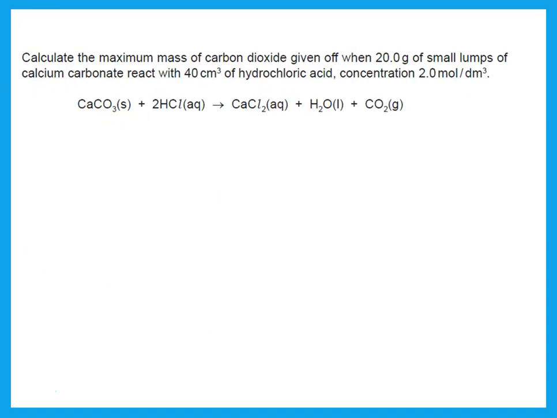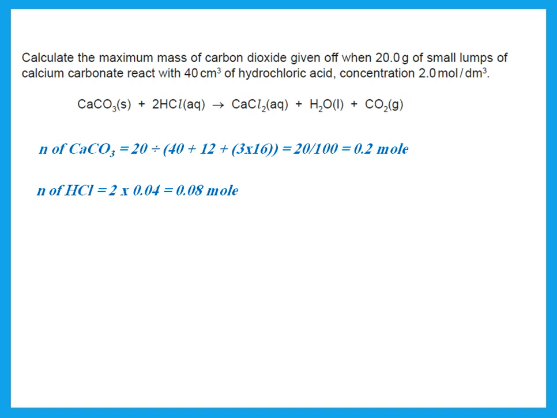Okay. Again, calculate the mass of carbon dioxide given off when 20 grams of calcium carbonate react with 40 centimeter cubed of hydrochloric acid of concentration this. So he's giving me information about the calcium carbonate and the information about the hydrochloric acid, and he wants mass of carbon dioxide. So I need first to decide which one is excess. So number of moles of calcium carbonate is the mass over the molecular mass. What about the HCl? What does he tell me about the HCl? Number of moles is the concentration, which is 2 mole per decimeter cube, times the volume divided by 1,000, of course. So I get number of moles of HCl.